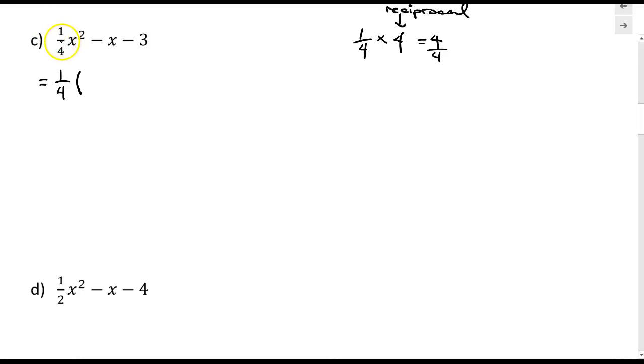A 4th multiplied by 4, like we said, is 4/4 or 1. So we're just left with x squared. -1 multiplied by 4 is -4x. And -3 multiplied by 4 is -12. That's a lot nicer to look at. That 1/4 is factored out, and we've multiplied by the reciprocal.